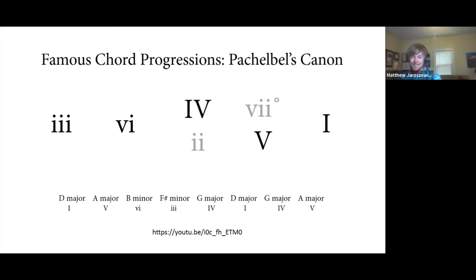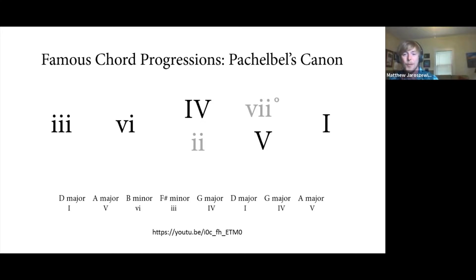Everybody's probably been to a wedding, and if you've been to a wedding, I would venture to say that 75% chance the bride or the bridesmaids walked down the aisle to Pachelbel's Canon. This is a very, very famous progression. It's very interesting because it does some unusual things, including what I would genuinely say is breaking a rule. So we're in the key of D major, Canon in D.